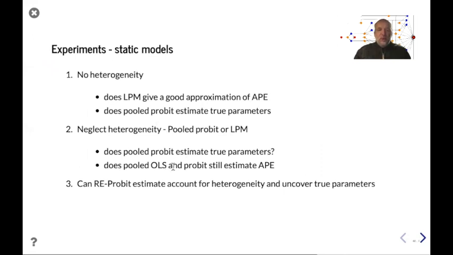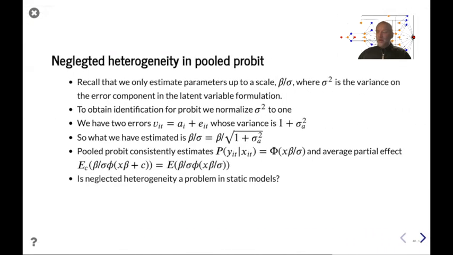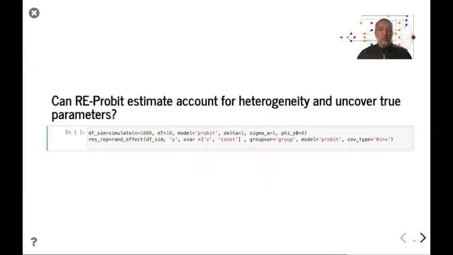Do pooled probit and OLS still estimate the average partial effects? Well, yes, they did, and we discussed that. Now for the $1 million question: what about the random effects? Can that account for heterogeneity and uncover the true parameters? I was just scaling with these parameters. I didn't know what the parameter was, because it's not estimated. So can we estimate that with a pooled probit?